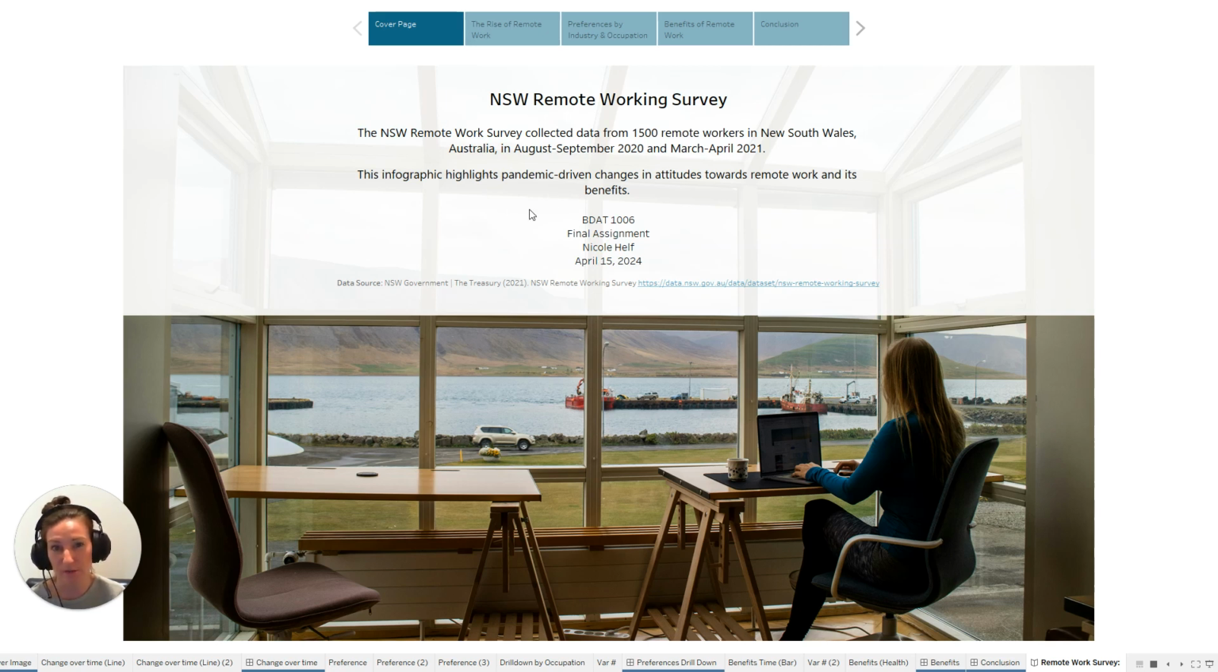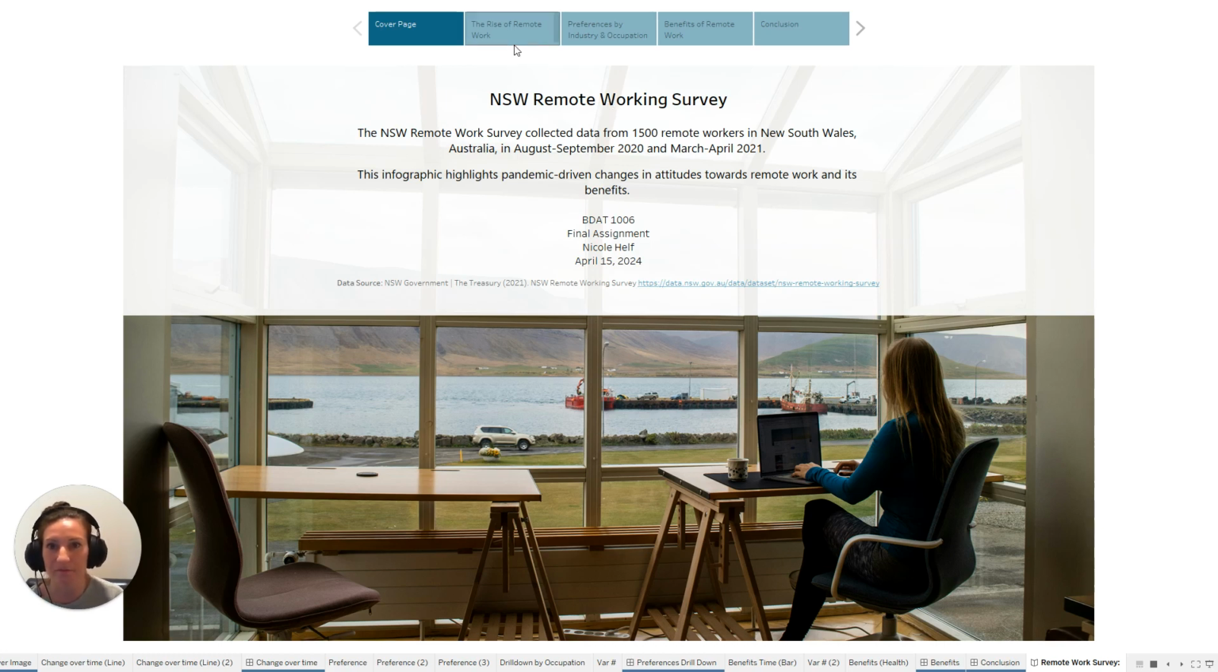This survey collected data from about 1,500 remote workers in Australia, and there were actually two separate data sources and two separate surveys. The first one was conducted in 2020 between August and September, and the second one in 2021 between March and April. There's a lot of data in these two surveys. I really wanted to focus on some of the changes that were driven by the pandemic, variances between employees' preferences to work remote versus actual practices, and also some of the benefits that may have been experienced.